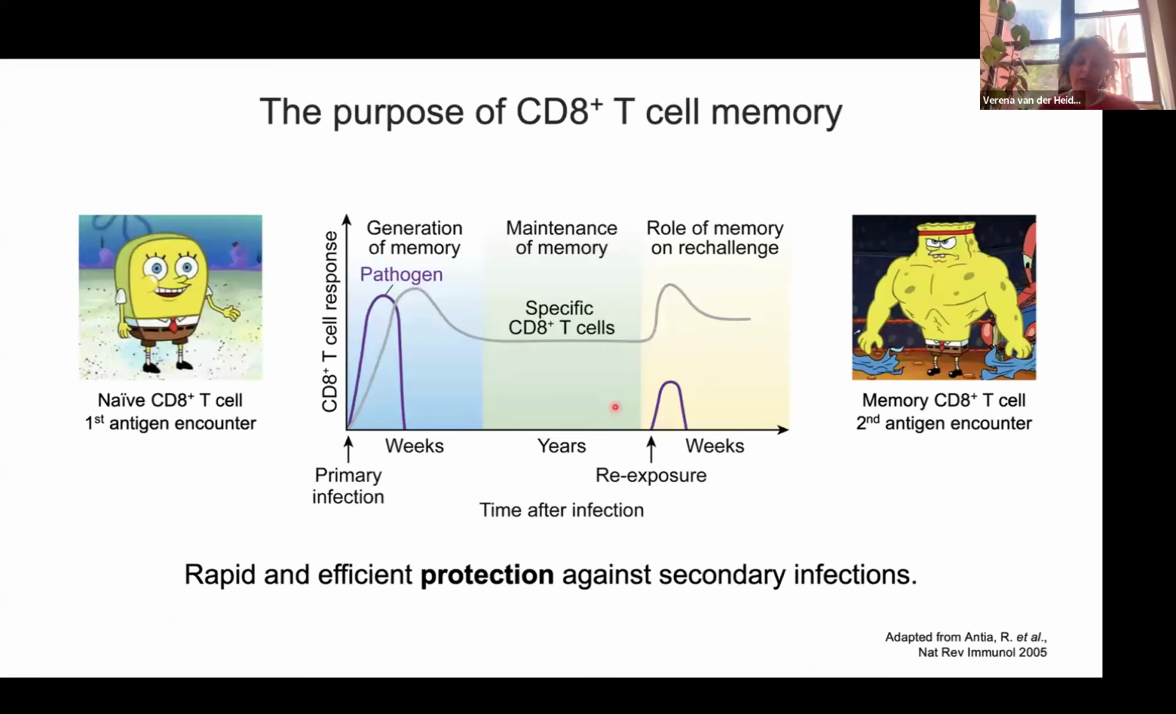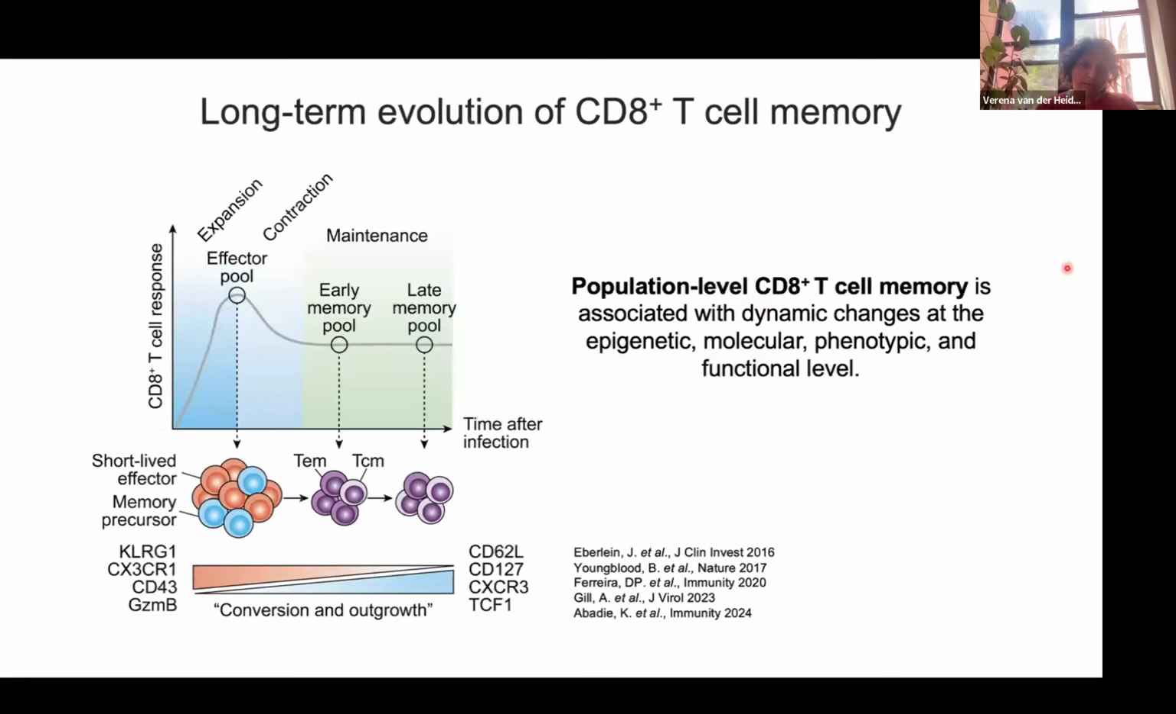Basically, the very, very short answer to that is to have more rapid and efficient protection when we get reinfected. So when we start with this very naive and unexperienced SpongeBob, after an infection is cleared, when we encounter a second one, we are more protected and it can actually hit it right away. It is surprising that we actually don't know that much yet about how CD8 T-cell memory is generated.